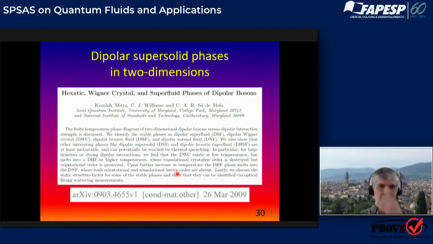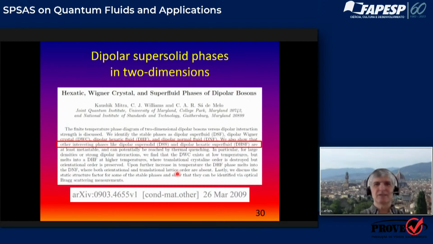So that's the discussion I would like to go about: there are several phases, and I'm going to cover them all, but I'll focus on the dipolar supersolids and dipolar hexatic superfluids, which should be present in those systems. As we have seen, the dipolar supersolid has been claimed to be seen already. And I suspect they have also seen the hexatic superfluids, but they don't know yet.